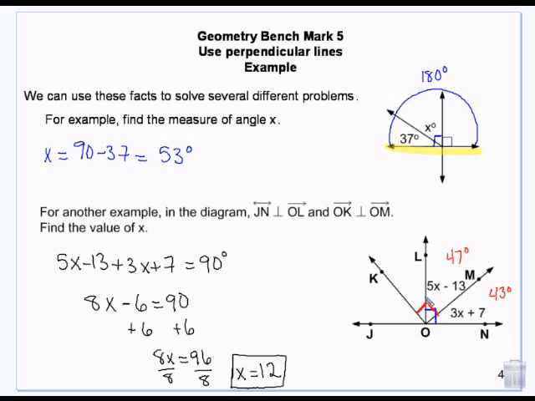Now, if these two make 90, if this one's 47, what's that make this one? 43. And if this makes 90, if this is 43, this one has to be 47. So we could find all of the angles if we had to, just by finding the first two because of the two perpendiculars. That's why you drew the right angle. Yeah.